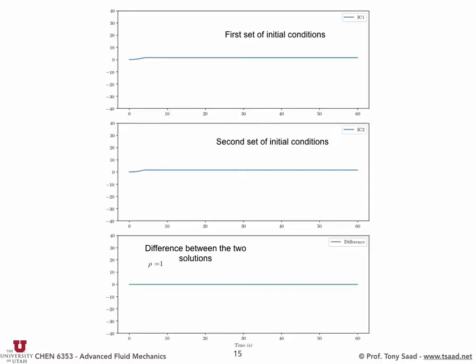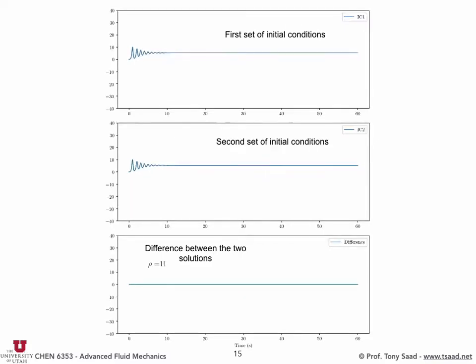So here's what I'm going to show you here. This is an animation of the solution as we change rho. So again, I'm plotting x versus time for the first set of initial conditions, second set of the initial conditions, and the difference between both solutions. And I'm going to change rho. Okay? So it's going to animate. You can focus on this one if you want.